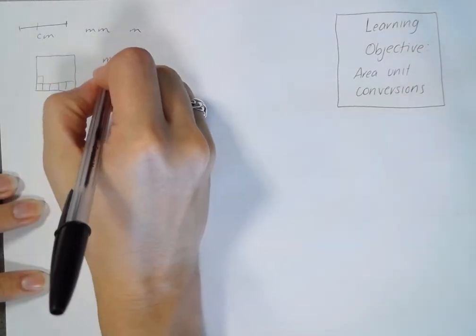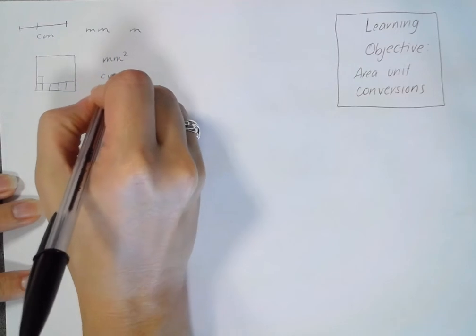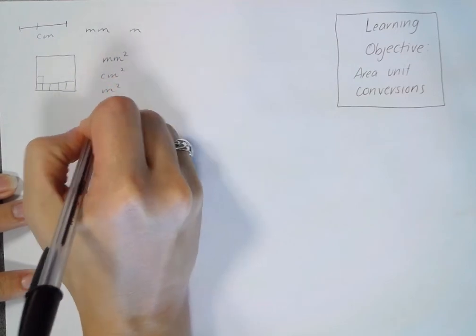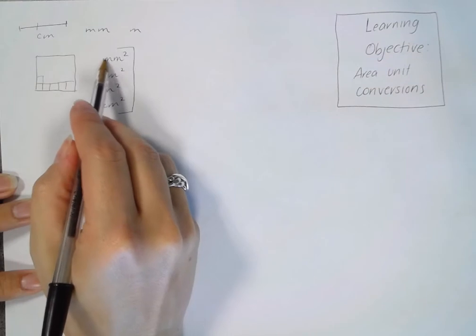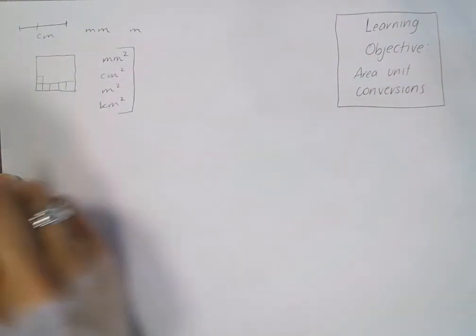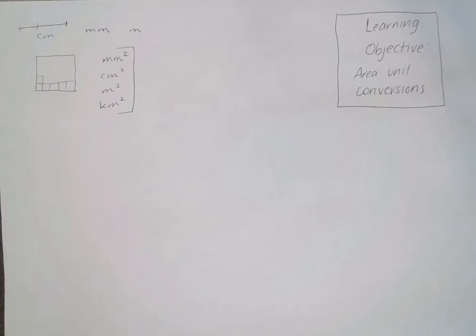So remember, we've got square millimeters, square centimeters, square meters, square kilometers. I want you to keep in mind that it's written millimeters squared, but the convention is to say squared millimeters. That's just the way it goes.